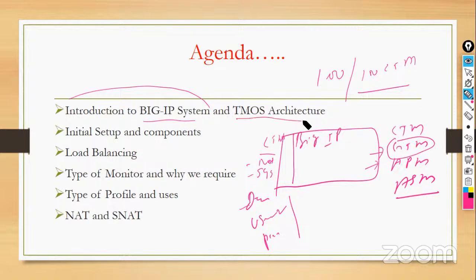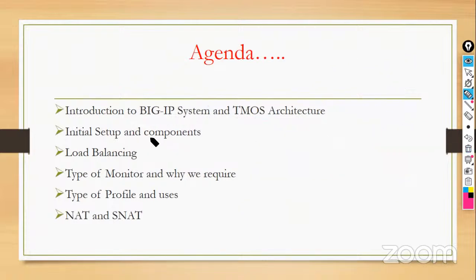We have the TMOS architecture. TMOS is nothing but the operating system which we will use on the F5. Then initial setup and components. We will do the lab from scratch and deploy the F5. Then we will configure the management, then we will do the license part, then we will do the network part. So we will do everything.